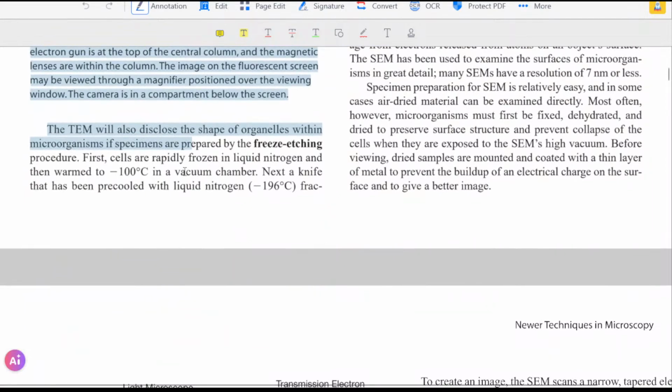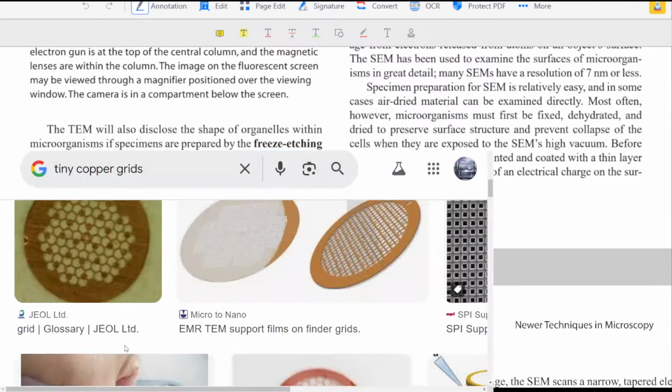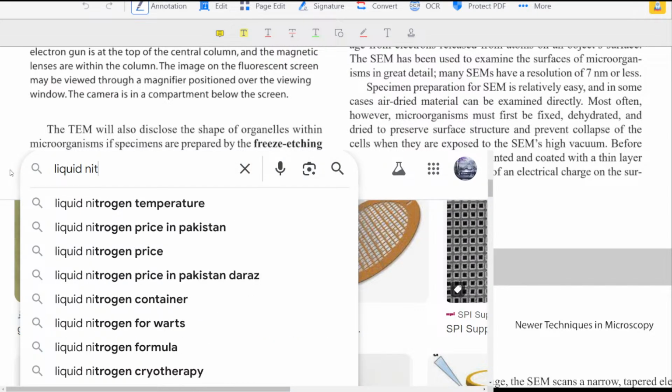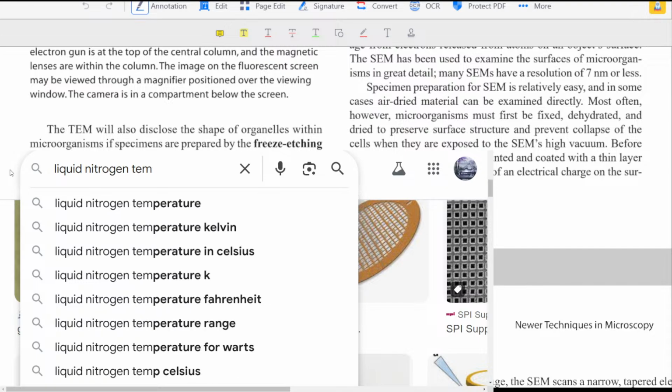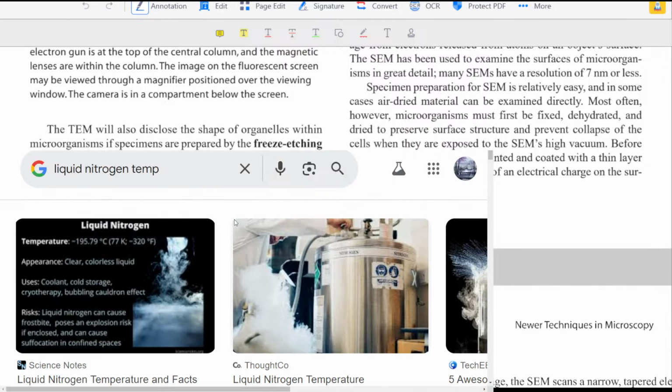First, cells are rapidly frozen in liquid nitrogen and then warmed to -100 degrees centigrade in a vacuum chamber. Guys, liquid nitrogen is down to -96 degrees centigrade. Why do you warm it even below -90? Wait, oh, okay. Liquid nitrogen is -196. Am I right? I remembered it was just 96. Okay, so it is -196.